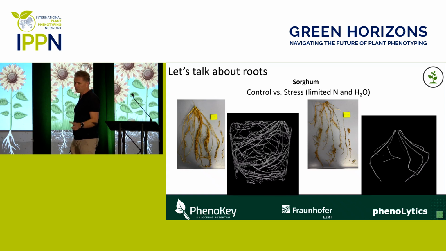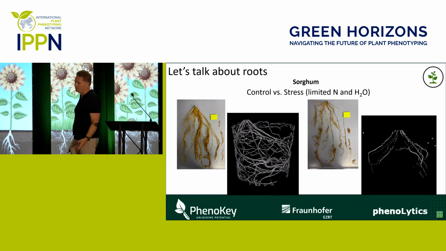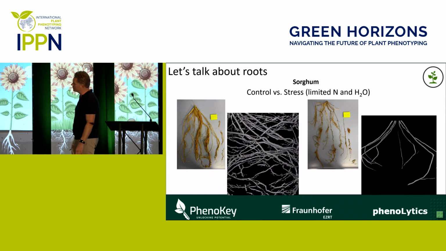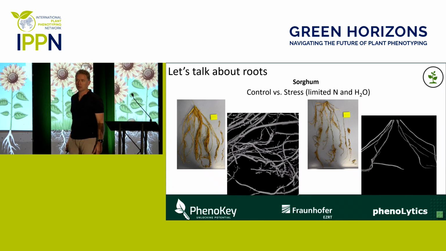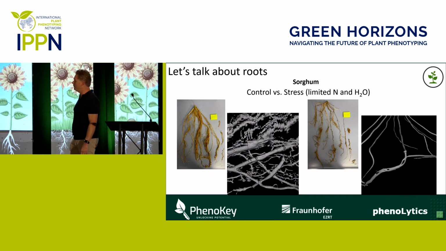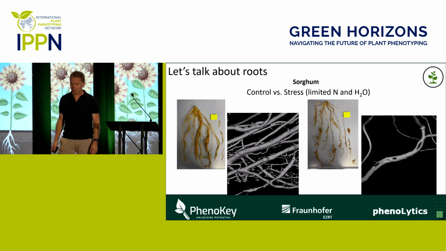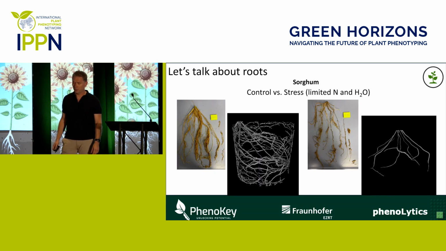Another example is this experiment with sorghum. So it was a control plant on the left versus a stress plant with limited nitrogen and water. So you can already in the washed root systems see a clear difference in the root biomass, and you also see that represented in the X-ray data that you see in the black rotating movies.